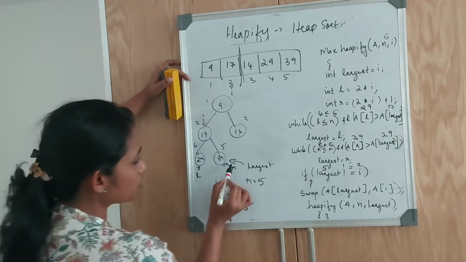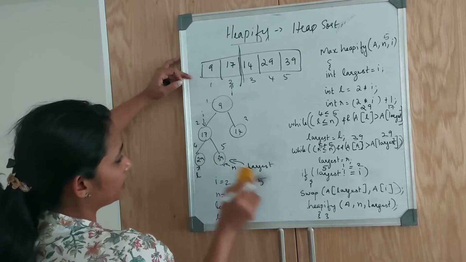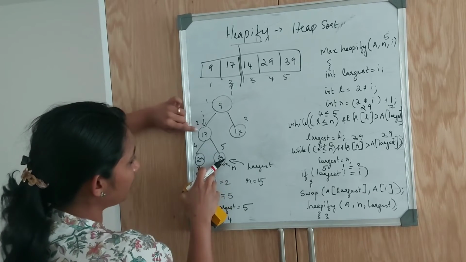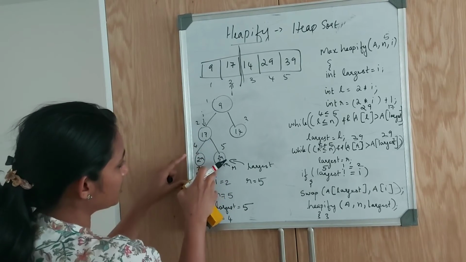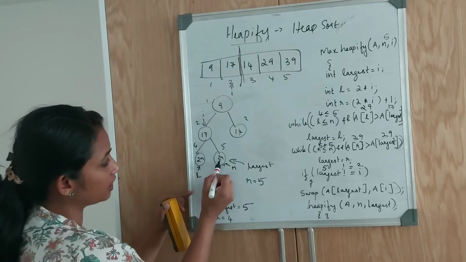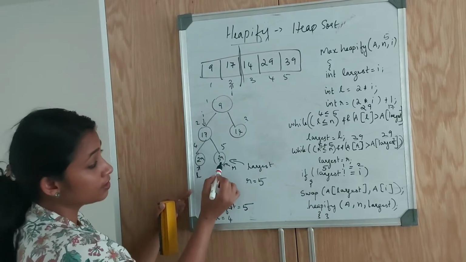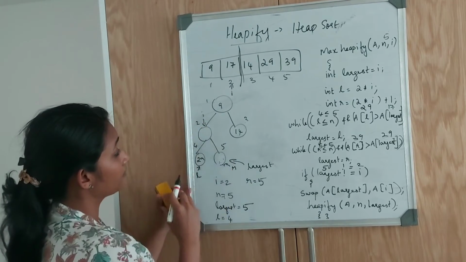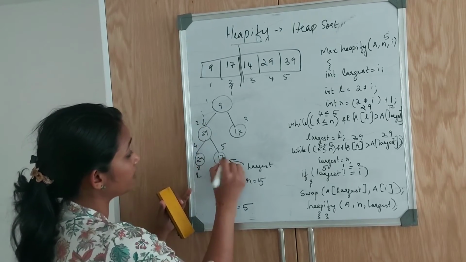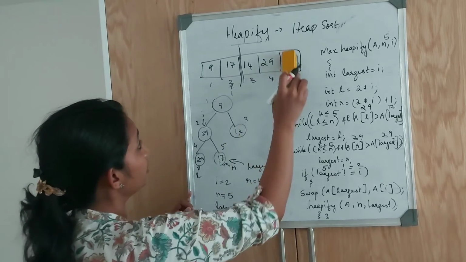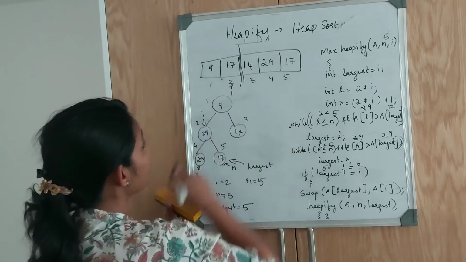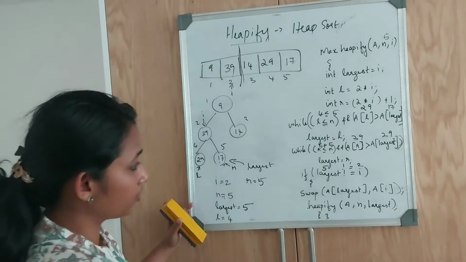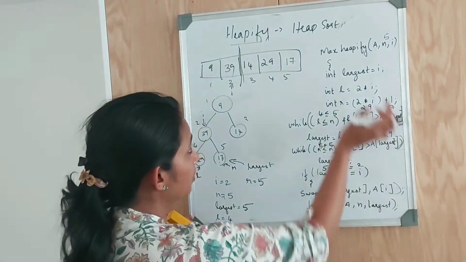So now what you have to do, swap it. Swap what? Swap A of largest, that is A of 5, with A of 2. Okay, so you're going to swap, see which one is largest. 39 is largest among these two, right? So you got 39 and you're going to swap 39 over here. So you're going to swap 39 and 17. So here it is going to be 17 and here it is going to be 39. Okay, done. Got it?